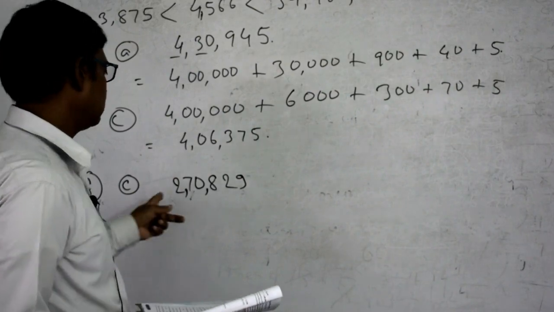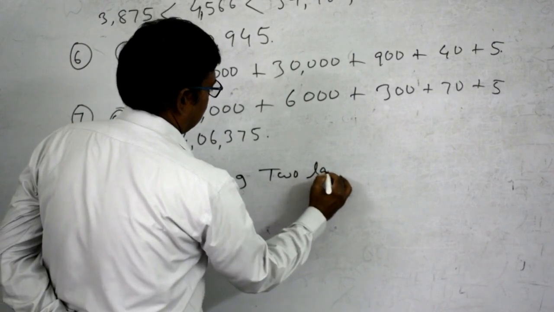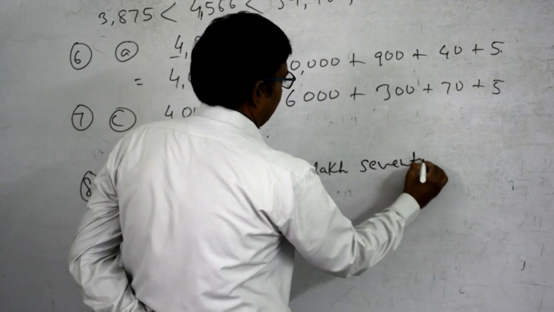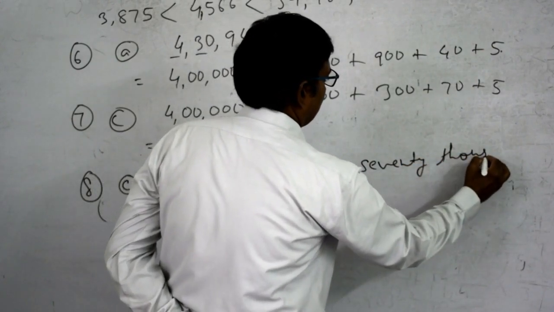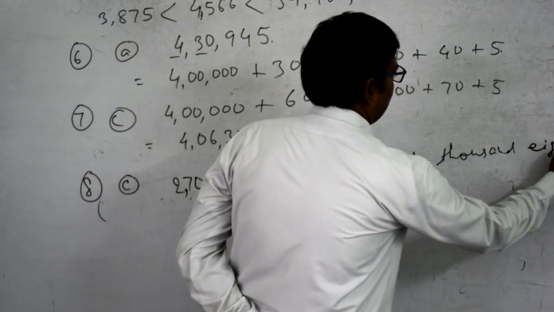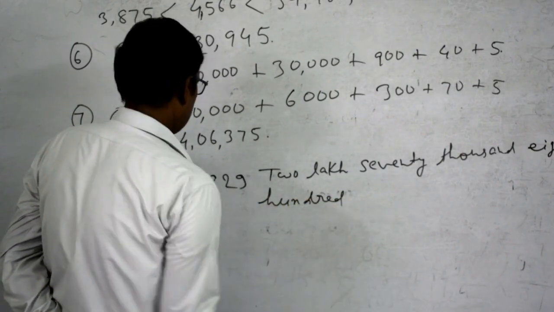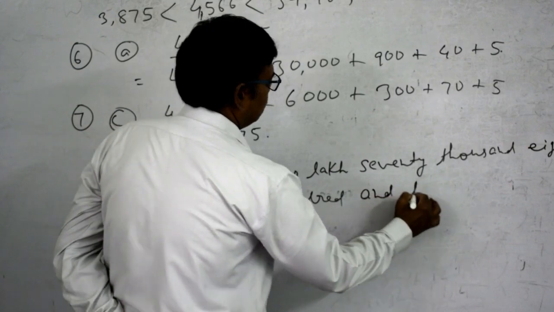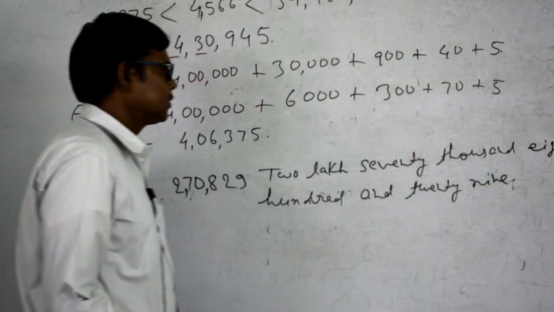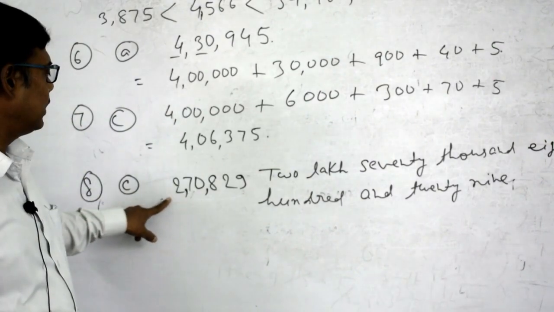2,70,829. So its name is 2,70,000 1,008 100 and 29. This is the number name in words, and here I have put the comma at the proper places.